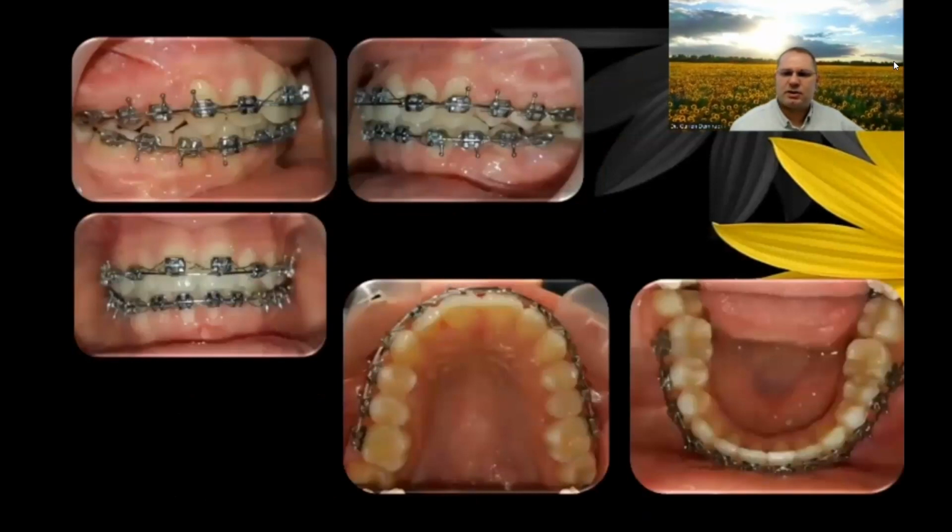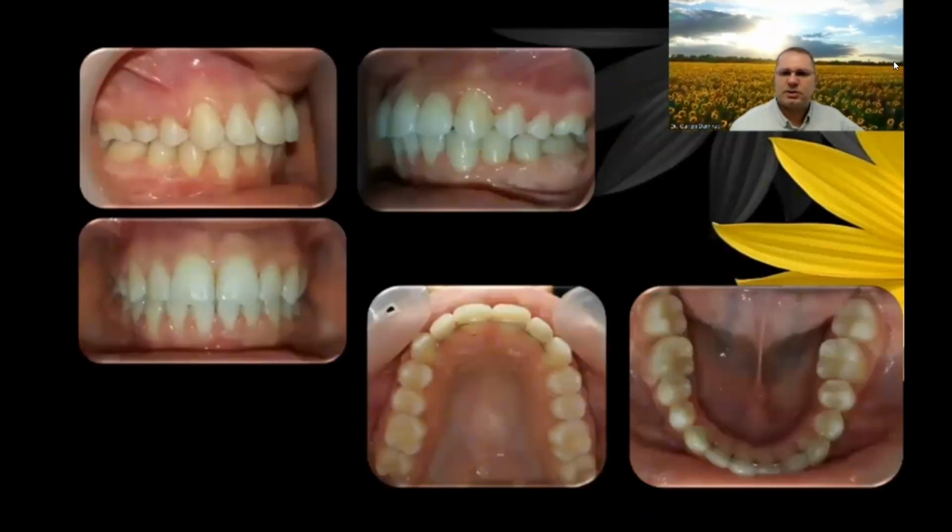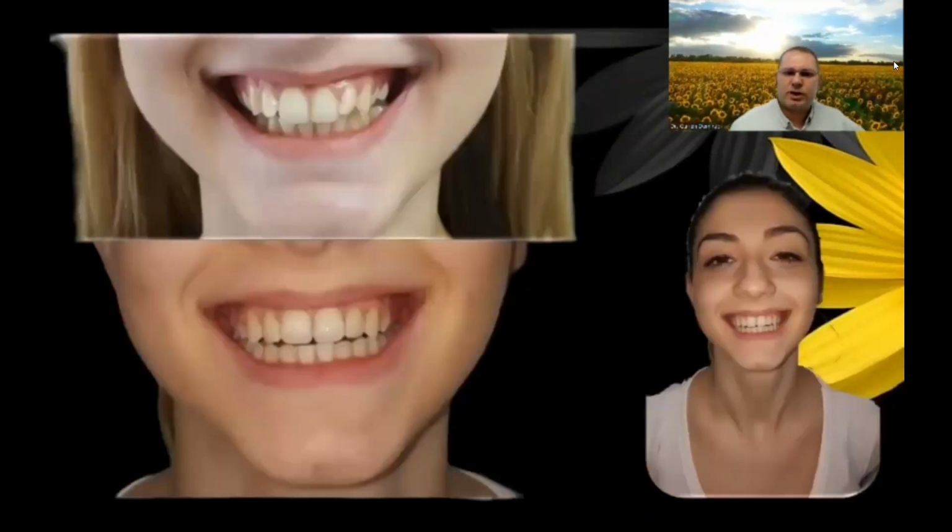This is the situation after the alignment, after 5 months perhaps, and this is 8 months after removal, retainers were placed. As you can see, the situation is stable. The patient's hygiene is not the maximum, but we do whatever we can with what is given to us. This is the pre and post-operative situation. As you can see, the smile is much improved.